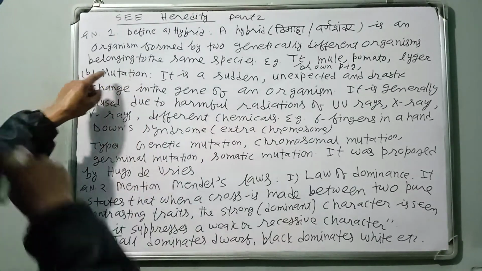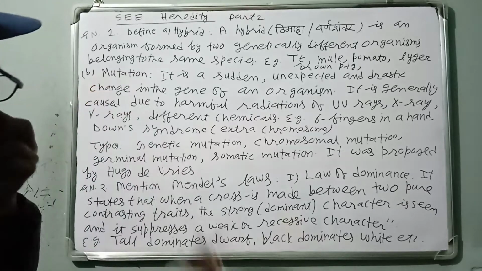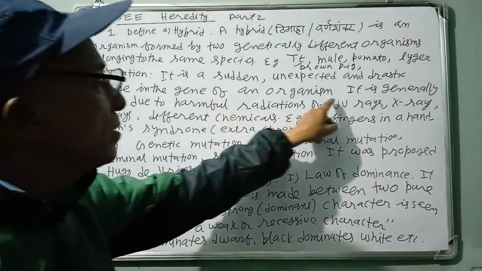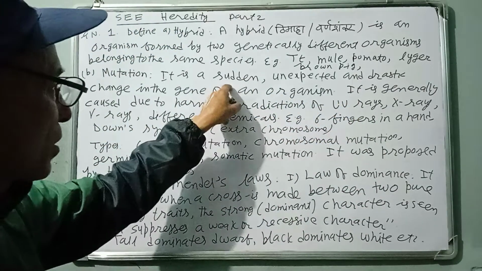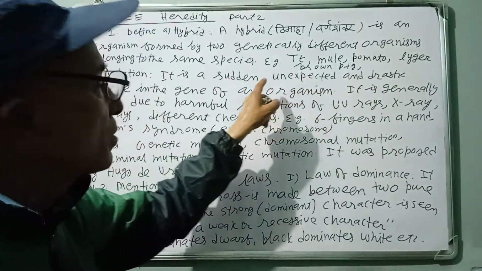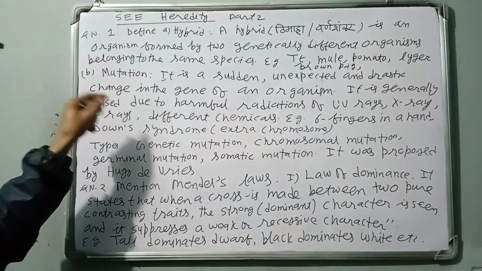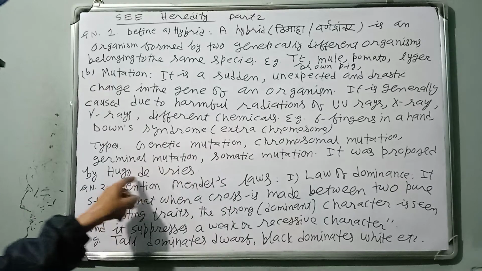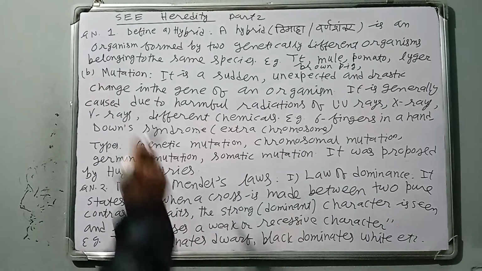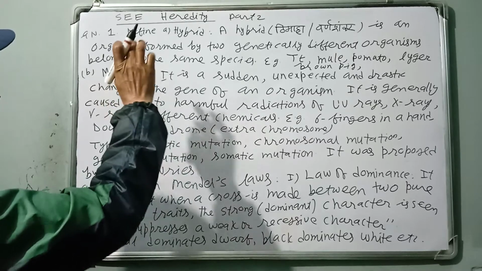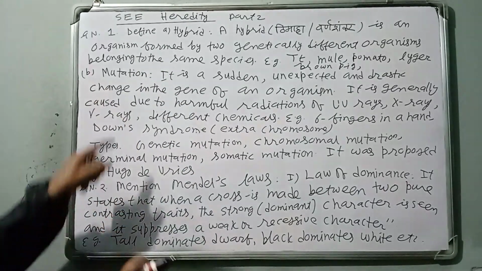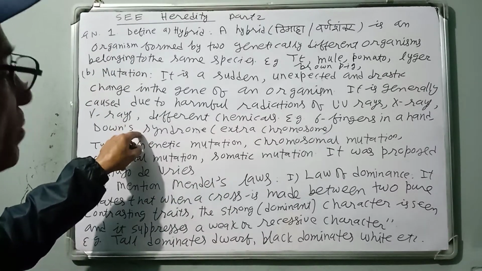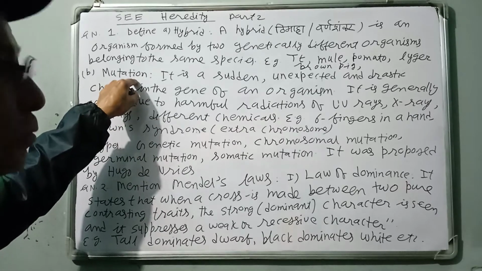Question number B. Mutation. It is different from variation. It is a sudden, unexpected and drastic change in the gene of an organism. Sudden, unexpected and drastic. And it is a discontinuous variation as proposed by Hugo de Vries. Hugo de Vries was the first botanist who proposed mutation. And according to Charles Darwin, origin of new species is due to continuous variation. But according to Hugo de Vries, origin of new species is due to mutation.